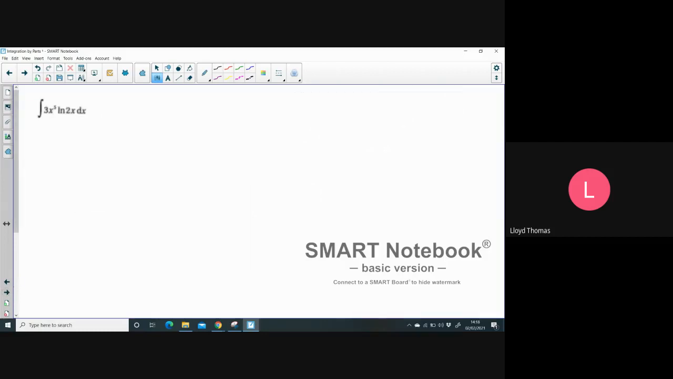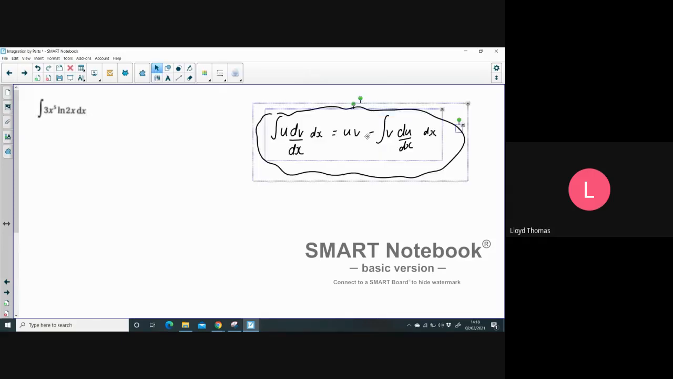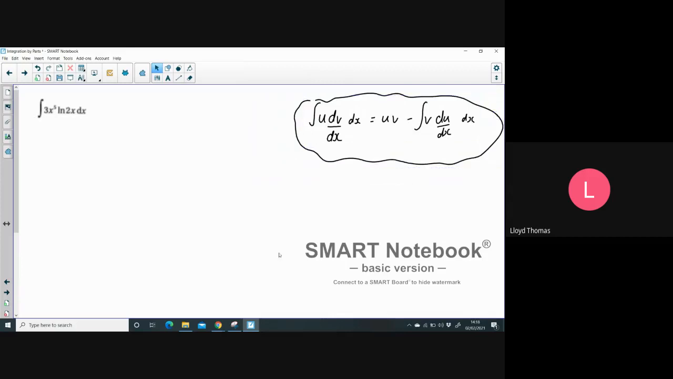Okay, next one. A little bit more complicated in terms of the terms that you have in this question here. It's a little bit blurry for some reason, this one, but it is 3x to the power of 5 times ln of 2x. So let's put up our parts formula again here. I want to write what u is, what du by dx is, what v is, and what dv by dx is.